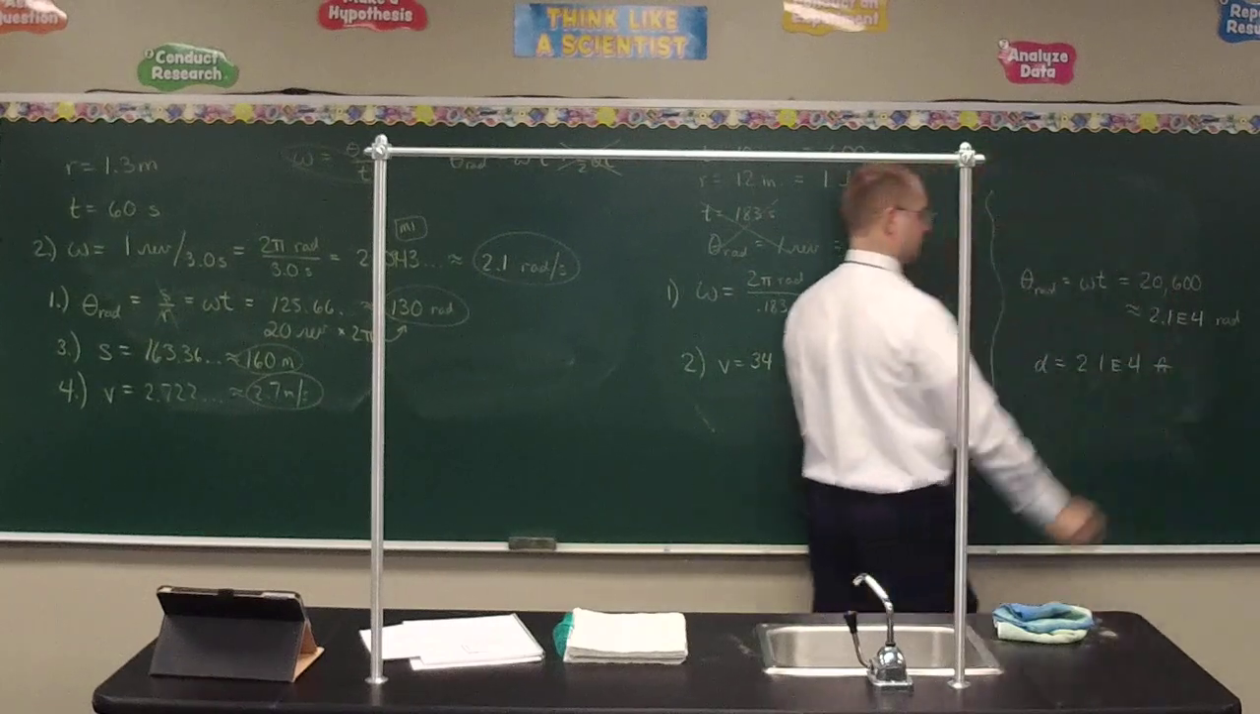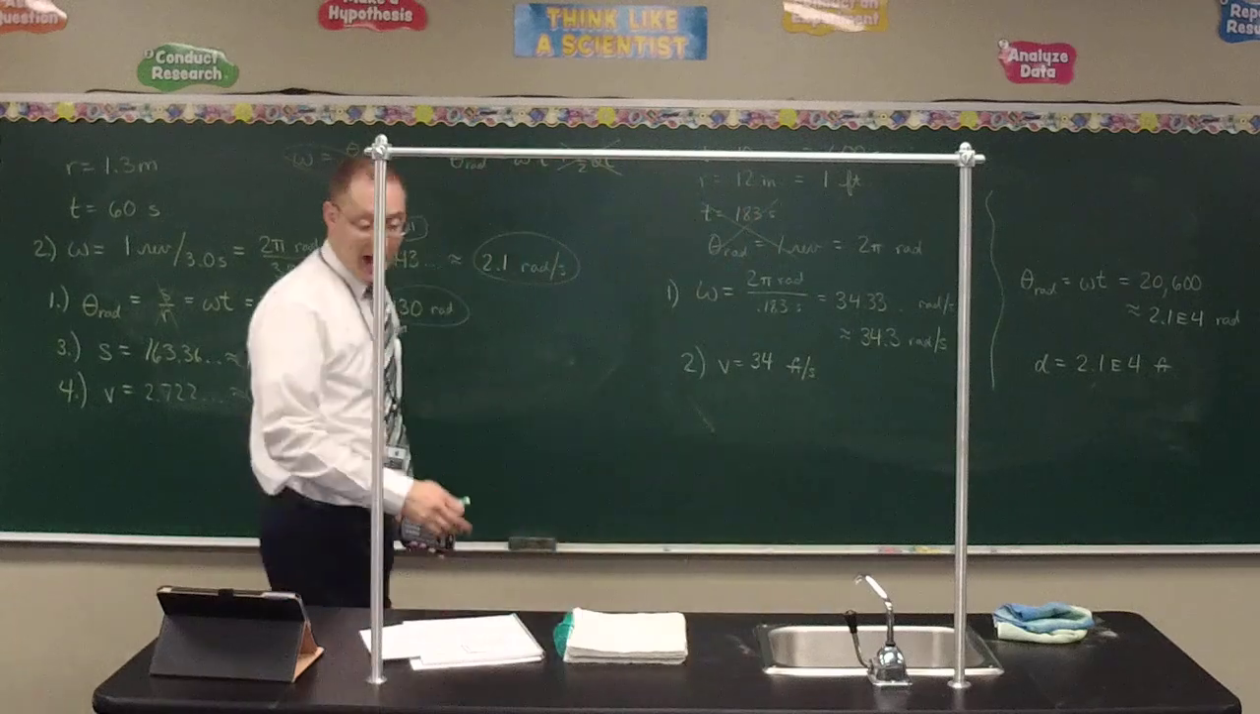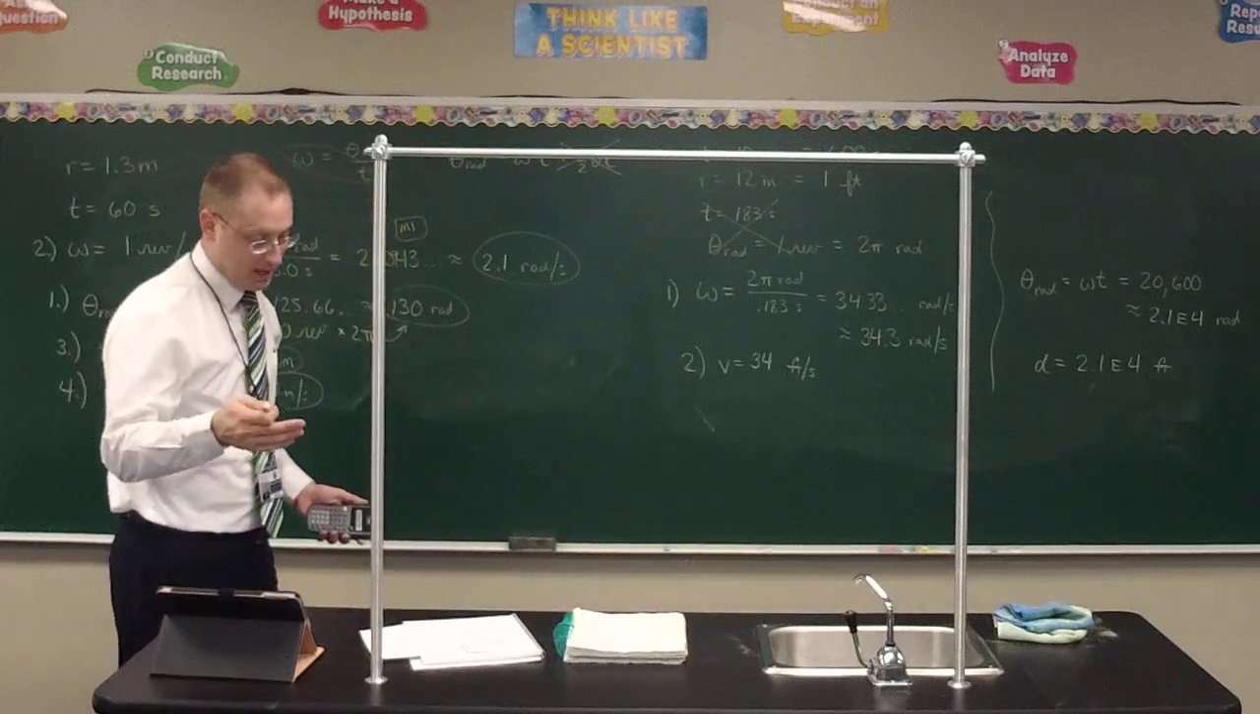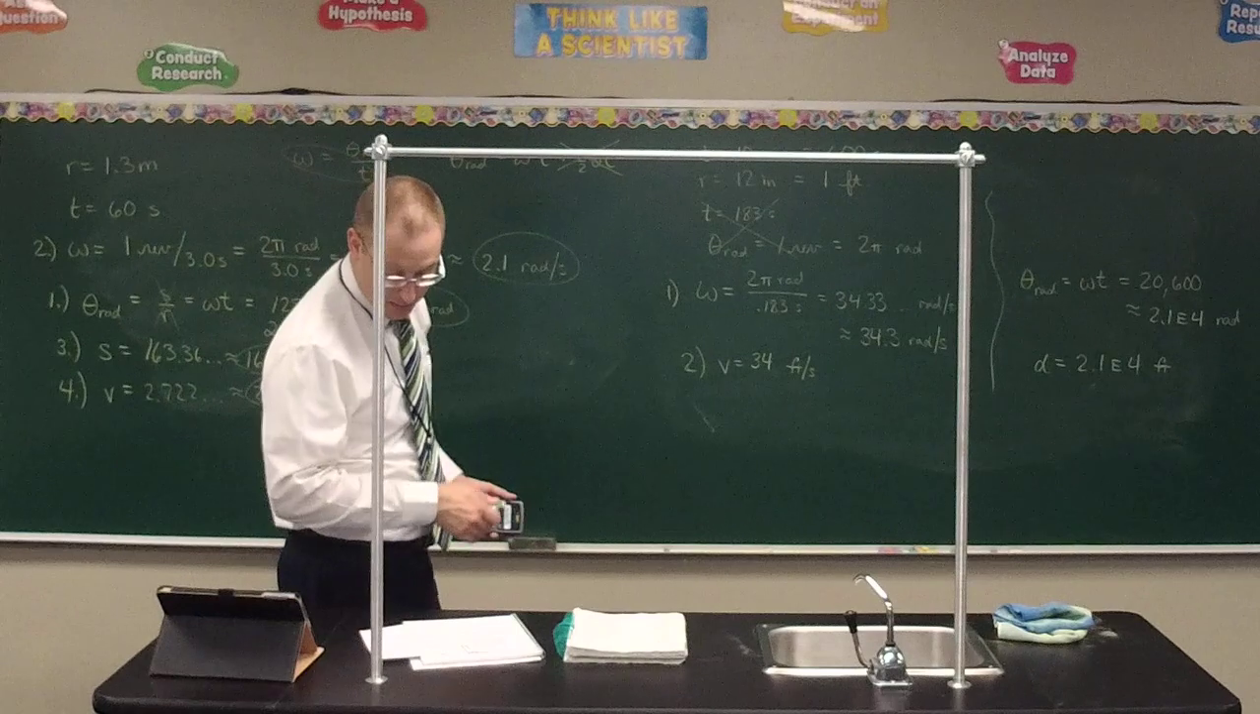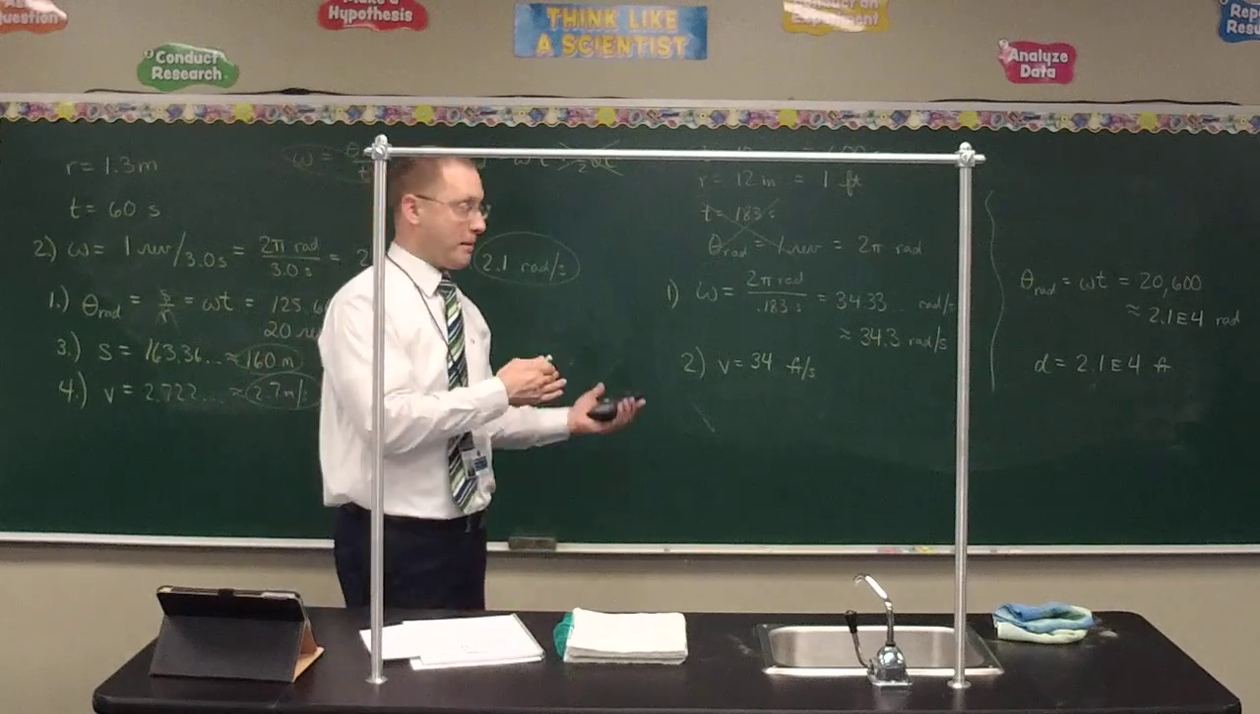What do you got? 2.184 feet. Which, if you wanted miles, you could divide by 5,280. You get about 3.9 miles for that bike ride.